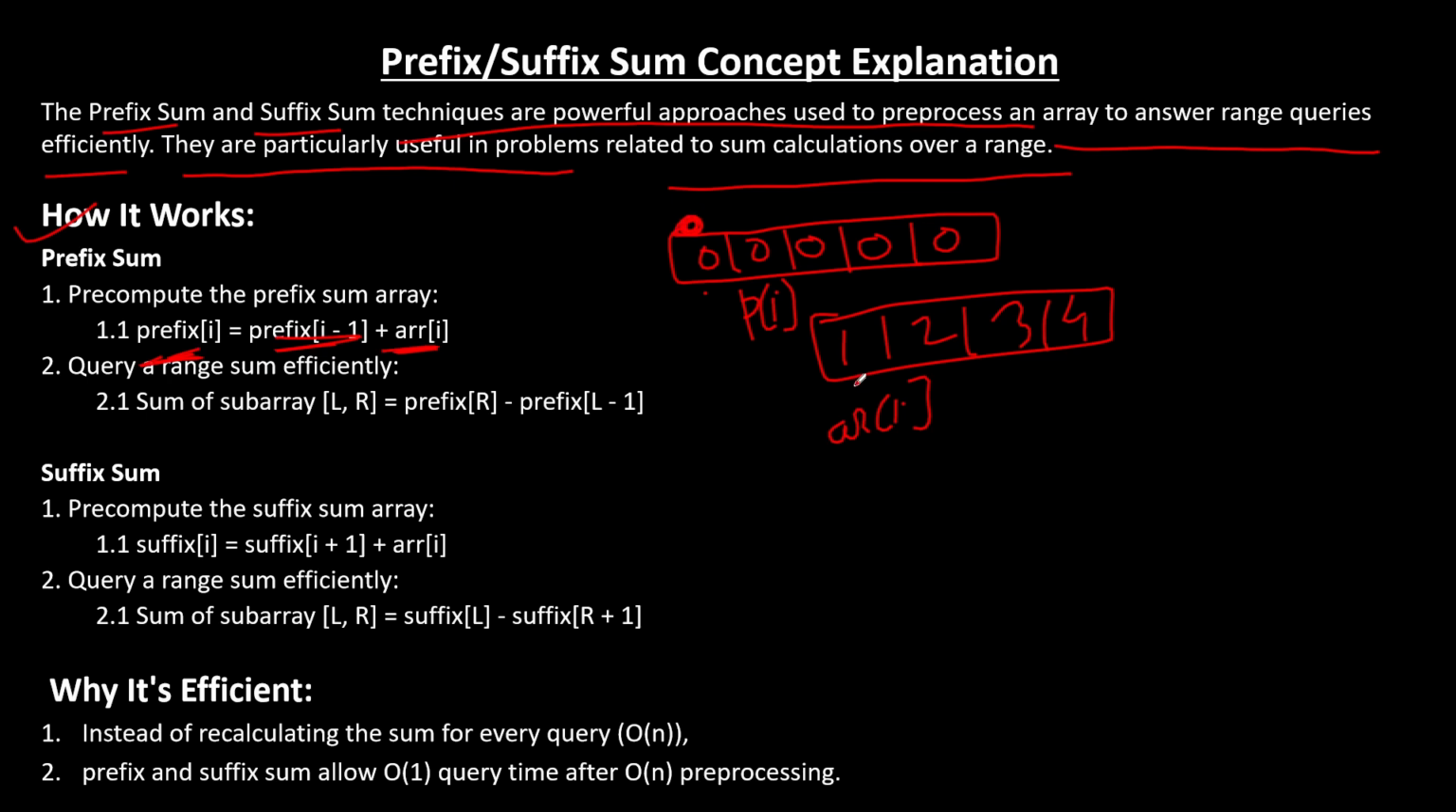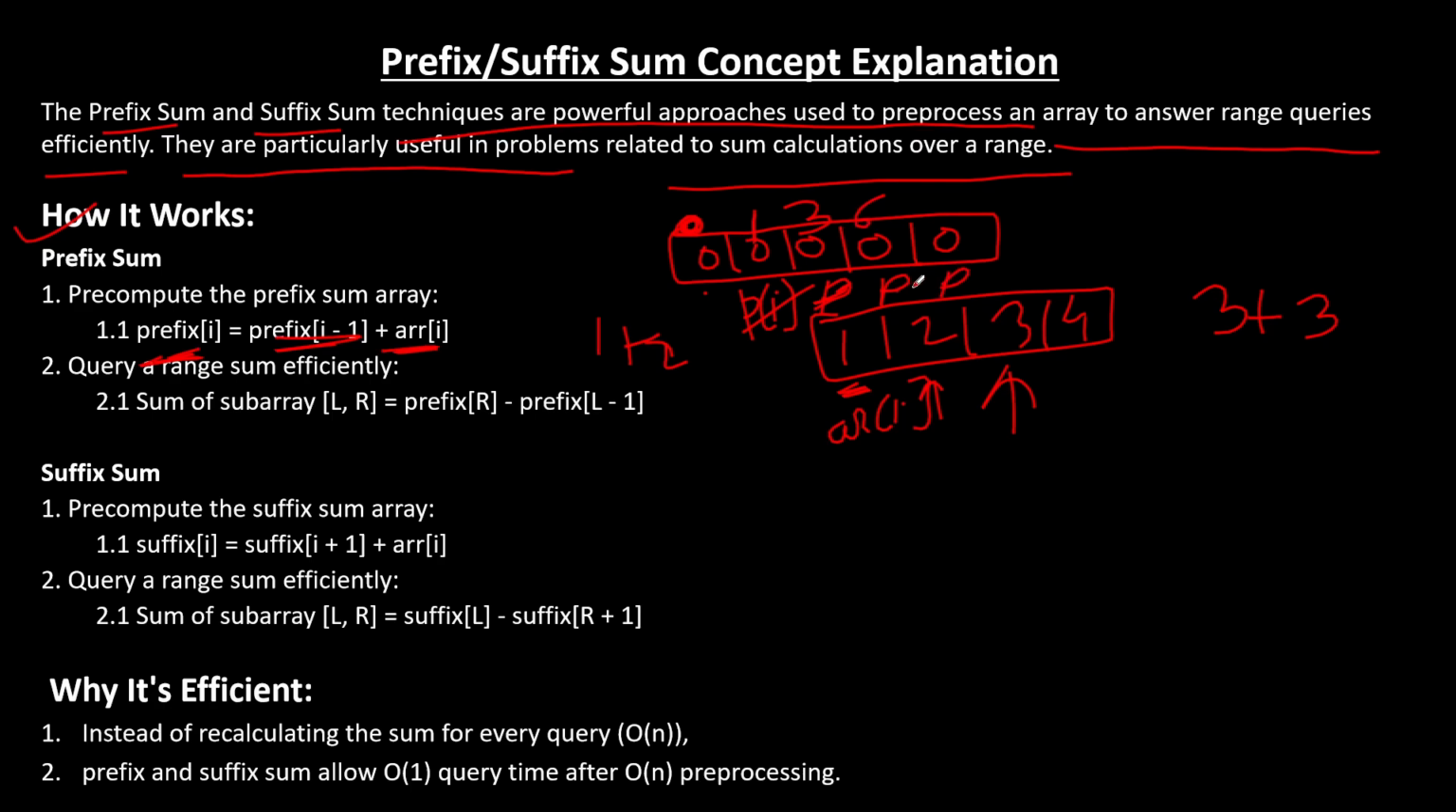And array of I is 1, right? So the value becomes 1. Then this comes here, I minus 1 is 1, the prefix value, plus array of I is 2 here, right? So it becomes 3, 1 plus 2 is 3. Then we come here, it's 3, right? And prefix I minus 1 is standing here, after that it's 3, right? So 3 plus 3 gives me 6.